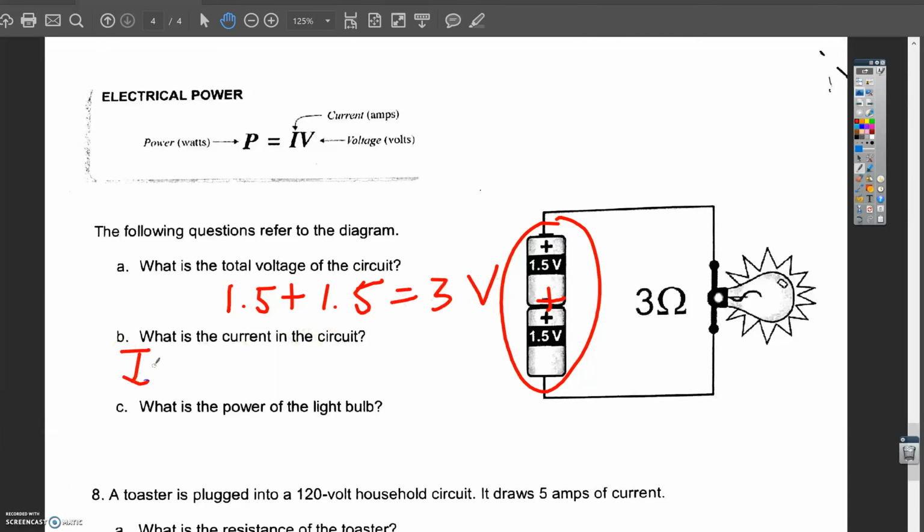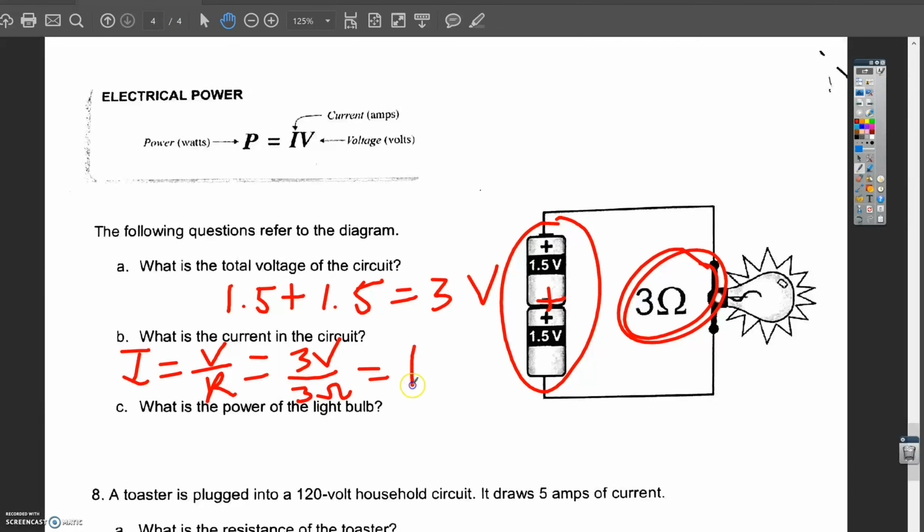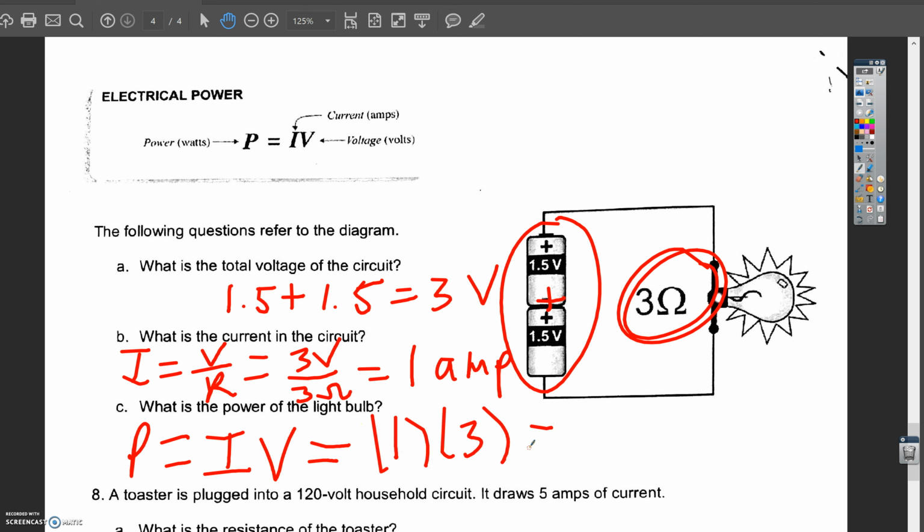Okay, so I equals V over R. My voltage was 3V and my resistance is 3 ohms. So my current is 1 amp. So what is the power? Power is equal to current times voltage. So the current was 1 amp, my voltage was 3, so my power is 3 watts. Oops, 3 watts.